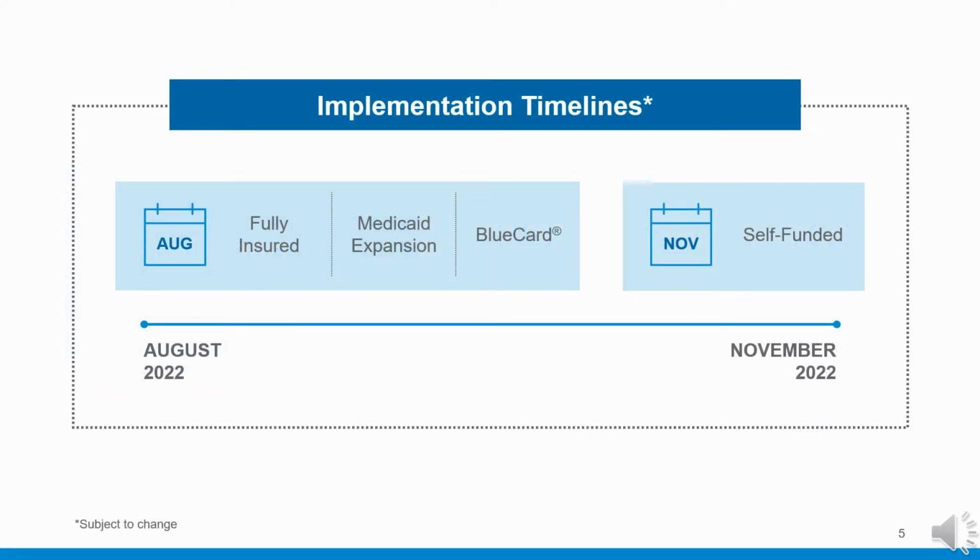Payment integrity is being implemented in phases. Fully insured, Medicaid expansion, and Blue Card will be implementing in August, followed by self-funded in November. While these are the implementation dates, providers may not see communications from Cotiviti until a few weeks later. It's also possible for these dates to shift as we continue to work through and make adjustments to ensure a successful implementation.